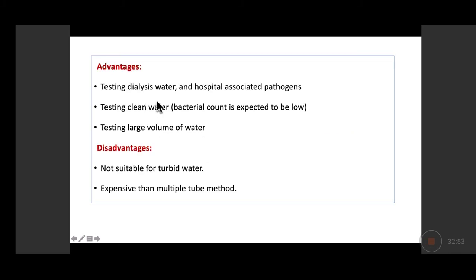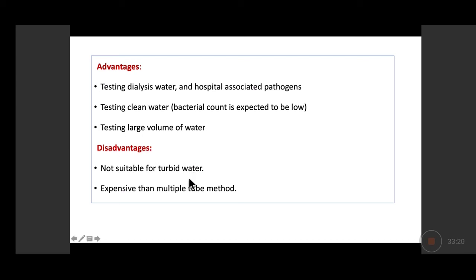Now the advantages are we can test dialysis water, and we can also test for other hospital associated pathogens which are generally non-fermenter or non-carbohydrate fermenter. And we can also use it for testing clean water and testing large volumes of water, because we just have to filter it, you know.